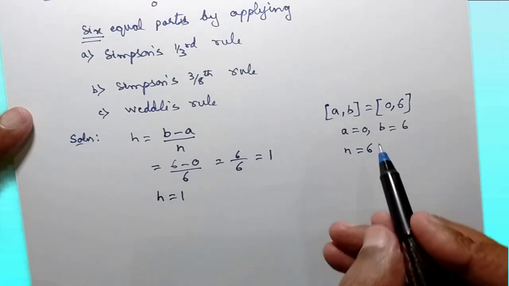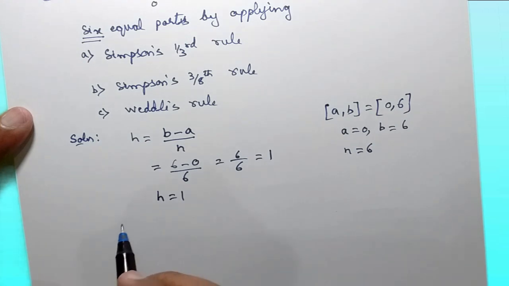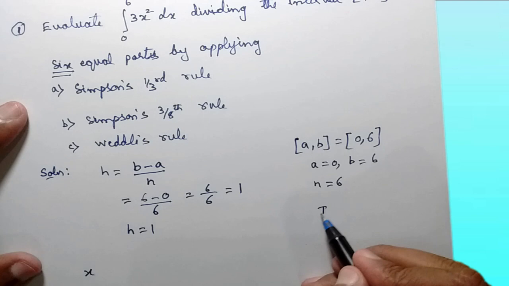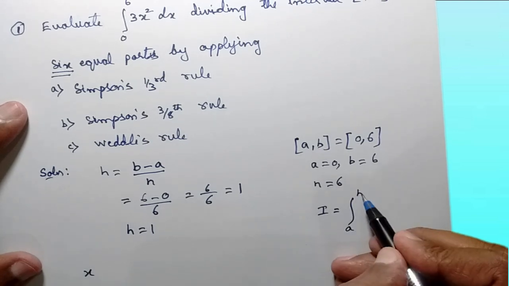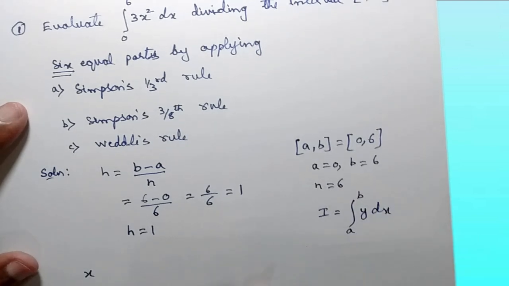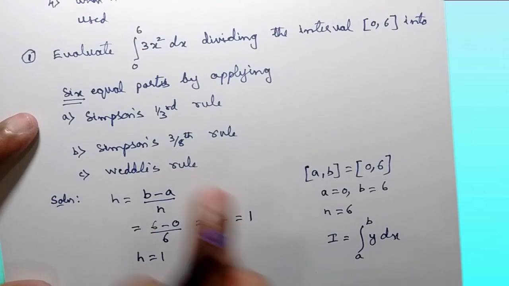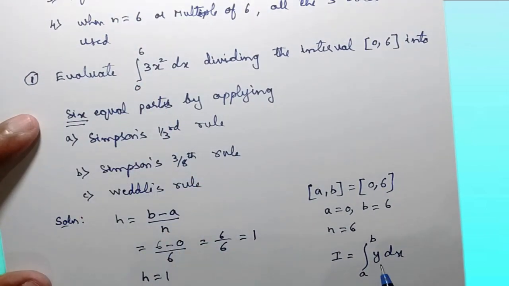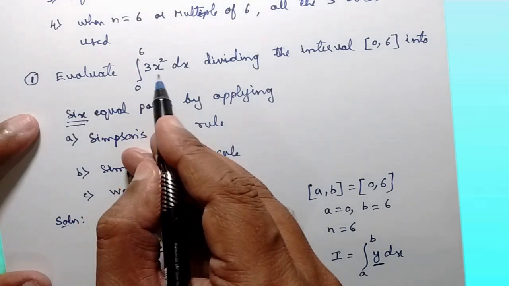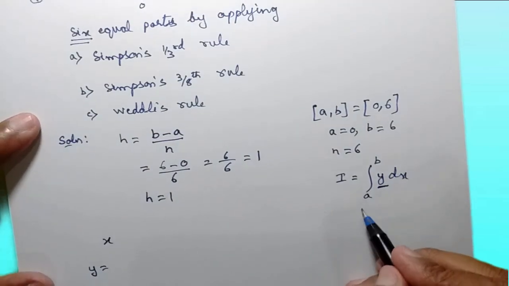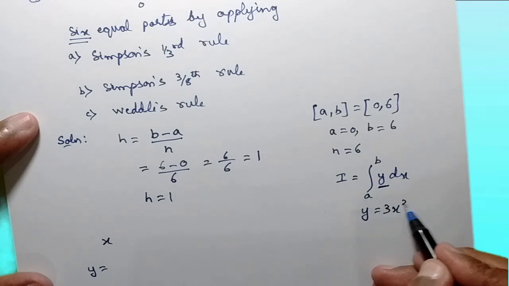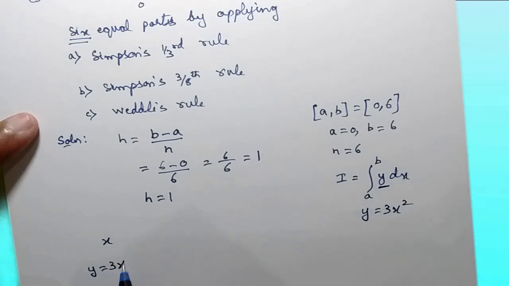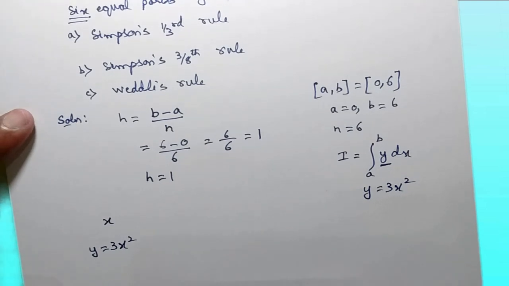Now, starting with the value of x, we know that the a value is your x naught value, so I'll write down the values of x and y. Whenever you write, the integral will be equal to the integral from a to b of y dx. Now compare this integral with the given integral. In place of y, what do you have? 3x square. So the value of y is 3x square.